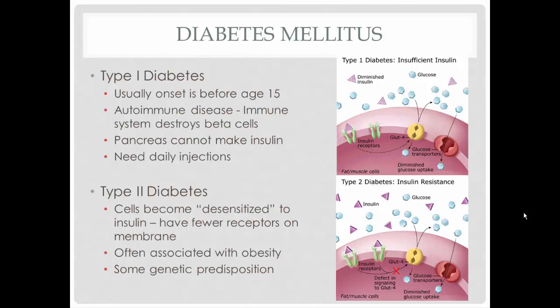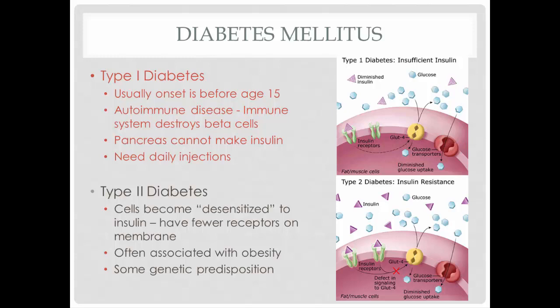Diabetes mellitus is a condition in which we have high blood glucose levels, so we're hyperglycemic. There are two types of diabetes, type 1 or type 2 diabetes. Type 1 diabetes usually has an onset of before the age of 15. This used to be called child onset diabetes, although that term's not being used anymore. It's an autoimmune disease in the sense that the immune system basically attacks the pancreas and destroys the beta cells.